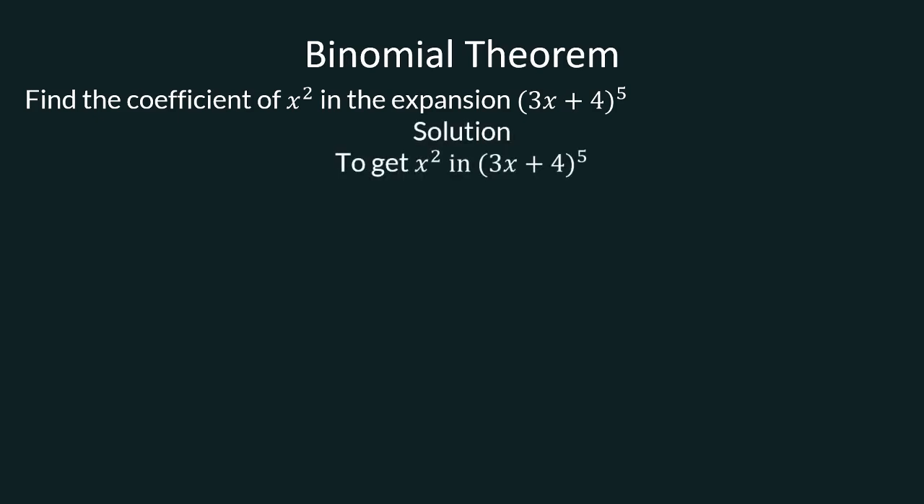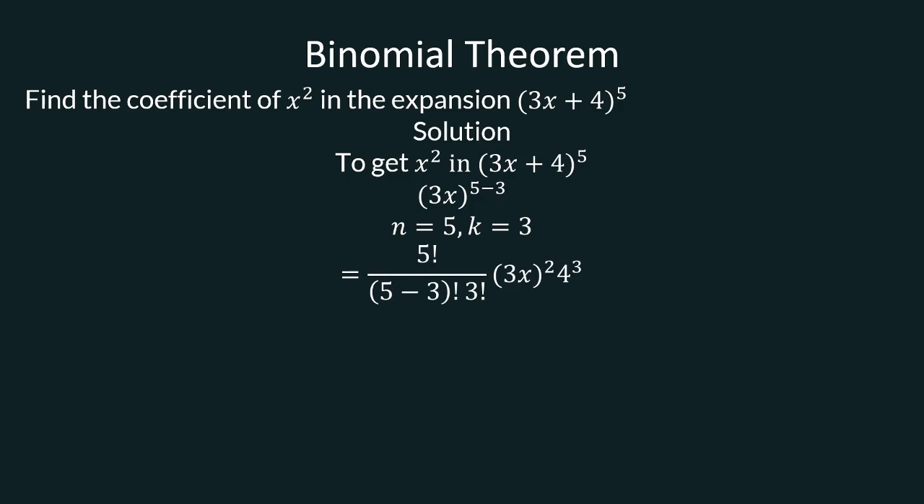So we need to get to the term where we have x squared in the expansion of 3x plus 4 raised to the power 5. Our n is 5, and at the point where x is squared, our k is 3, because n minus k at the point, you have 5 minus 3 to give us our x squared. Okay, so our n is 5, our k is 3, which means the coefficient here is going to be 5 factorial divided by 5 minus 3 factorial times 3 factorial.